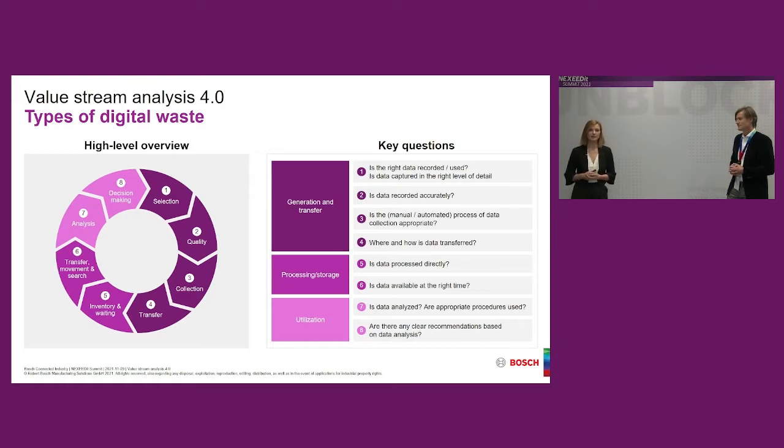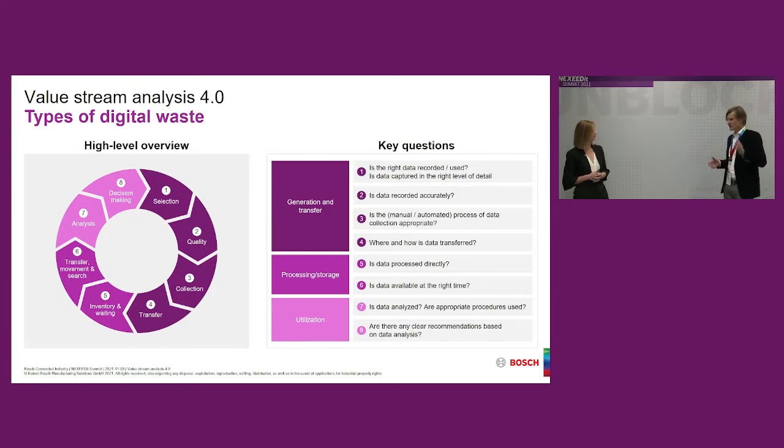So is data stored in the right storage medium? How and where is data transferred? Who is working with the data? Is it available at the right time to the right person in the right system? And is it analyzed? Do we make use out of this data? So coming from data selection over to data quality, data transmission, data storage, there are new types of digital waste.